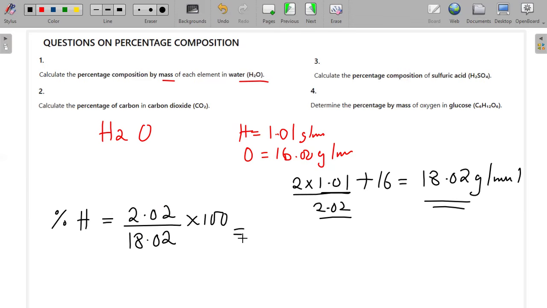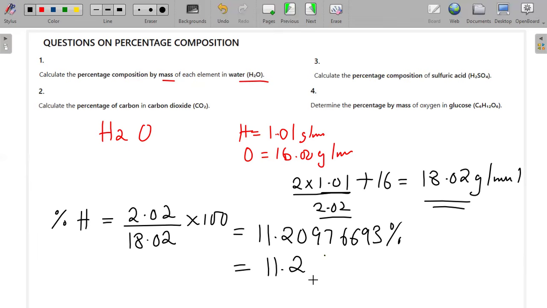So what am I going to get here? It will be 2.02 divided by 18.02, and then I multiply by 100. What I'm going to find here will be 11.20976693%. We're going to round this off to 1 decimal place, so that will be 11.2%.